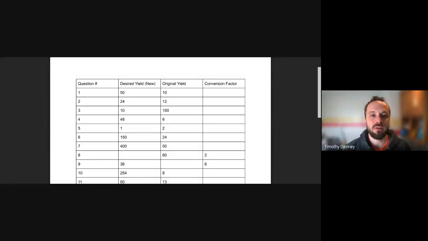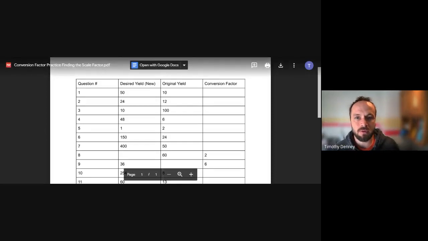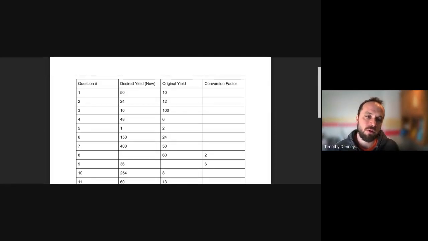So you're simply going to take the desired yield divided by the original yield. Okay, so for question 1, I'd write down on a piece of paper, question 1, and do 50 divided by 10 equals 5. 2 would be 24 divided by 12 equals 2. Okay, so this shouldn't be too hard. It's really just practicing getting that formula, doing it over and over so you kind of have it memorized. All right, you'll have some decimal numbers because in some recipes we shrink down the amount, right?